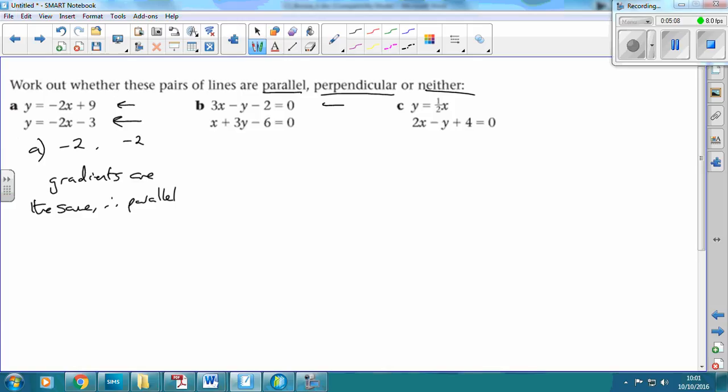So have a look at this one. We can't tell what the gradients are just by looking at them. And the most common mistake is to think the gradient of this one is 3 and the gradient of this one is 1, just because they're the numbers in front of the x. Don't make that mistake. It's got to be in the form y equals.